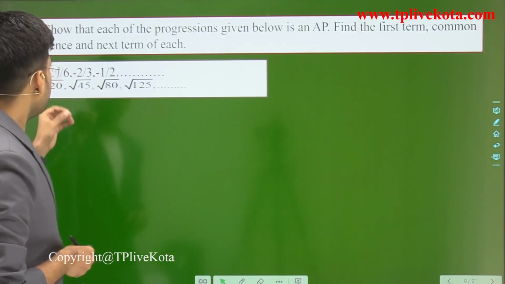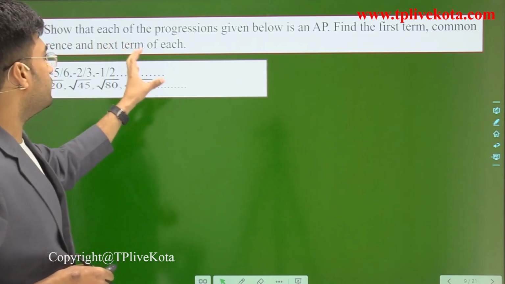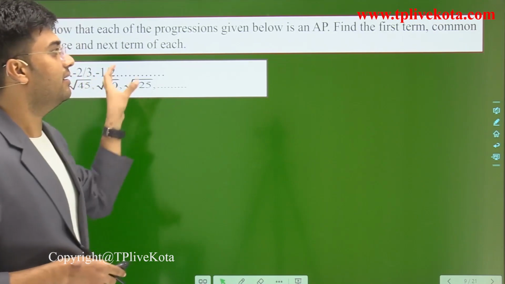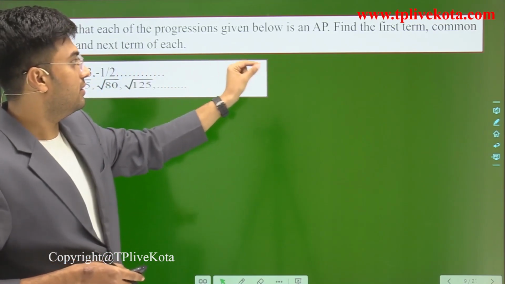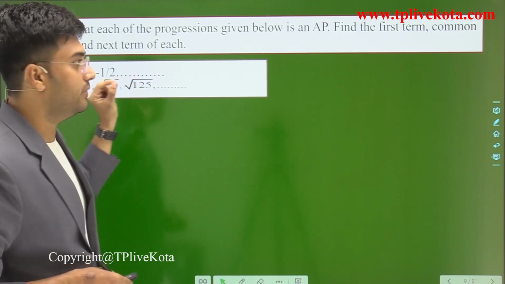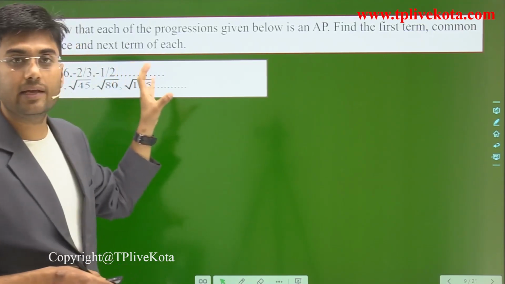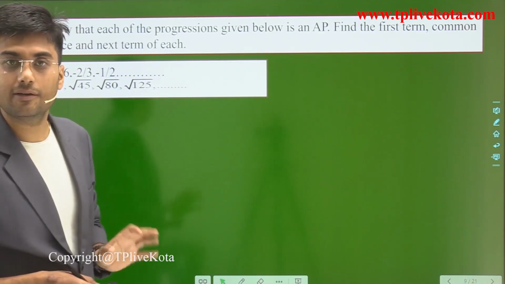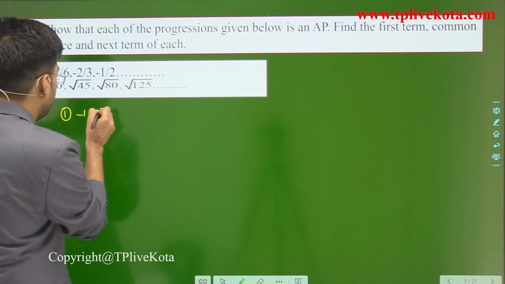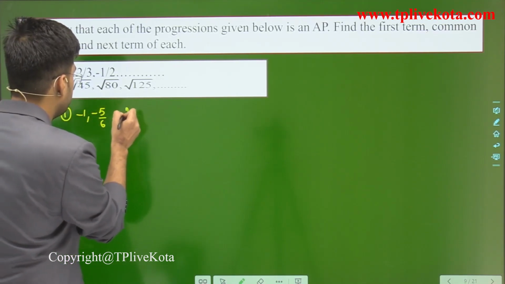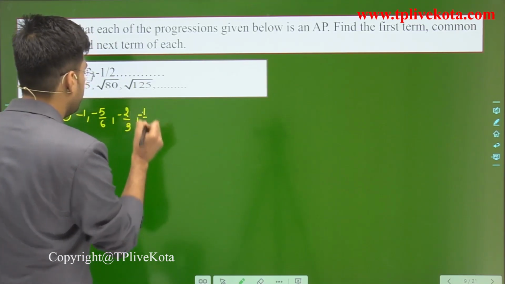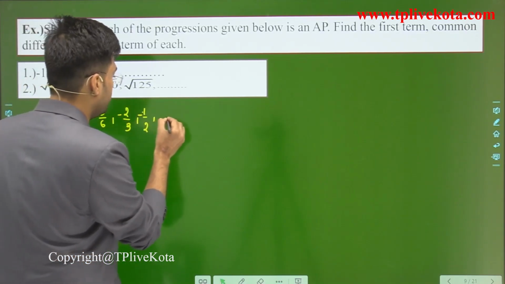Now students, show that each of the progressions given below is an AP. These are a few examples, and we have to show that these sequences are APs, and find the first term, common difference and the next term of each sequence. Clear? Now the first is minus 5 by 6, minus 2 by 3, minus 1 by 2, and so on.